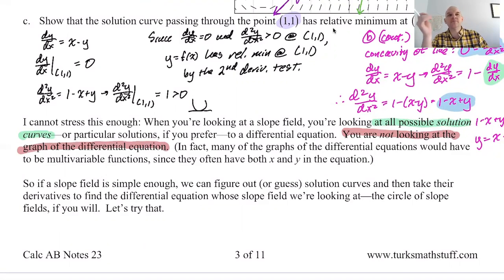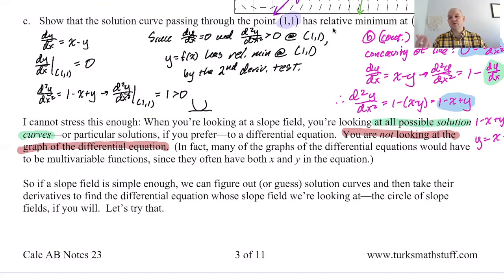So for example, if dy/dx equaled 2x, the graph of dy/dx would just be the line 2x, and you would recognize it right away, right? It would change from negative to positive at 0 and all that good stuff. When you're looking at a slope field, you're looking at all the possible solutions to dy/dx equals 2x. So we could actually figure that out, right? The solutions are x squared plus c.